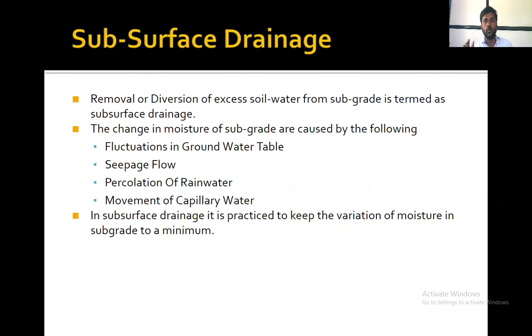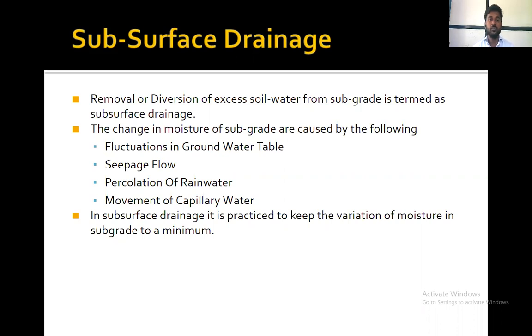Our motto is to maintain the moisture content in the subgrade soil, because suppose clay soil is available in the subgrade layer. Due to the presence of moisture, if the moisture content is increased, the clay soil exhibits a large swelling property. If the sudden volume gets changed, ultimately it leads to the failure of the pavement. So it is most important to maintain the moisture content in the subgrade.